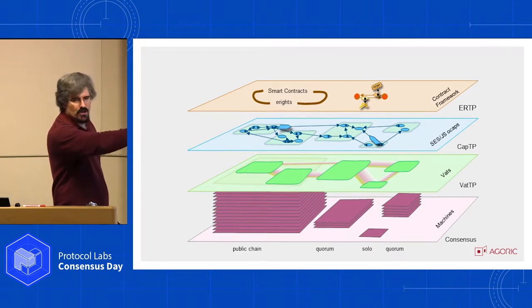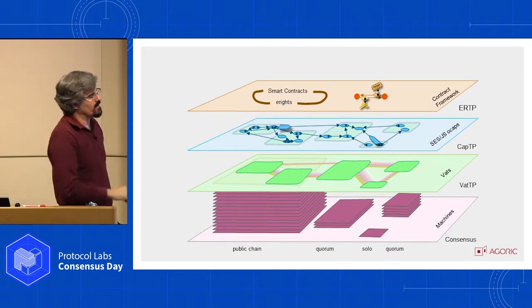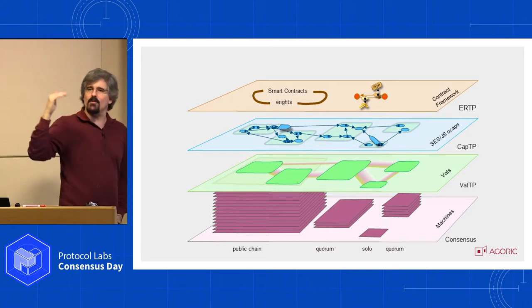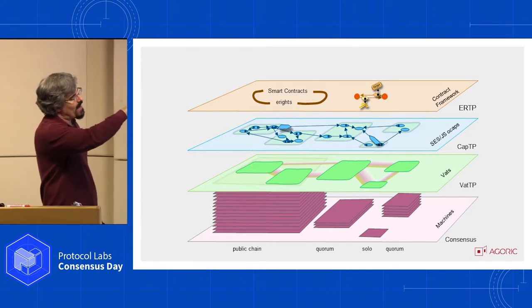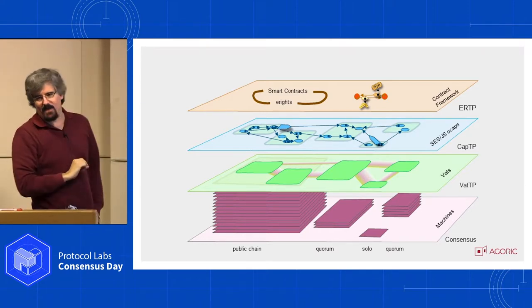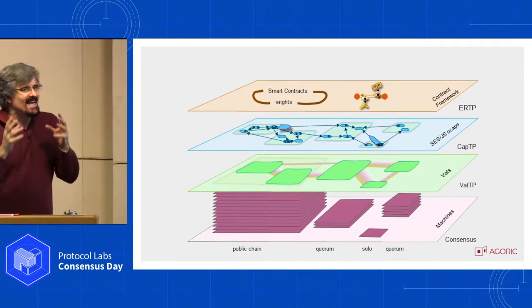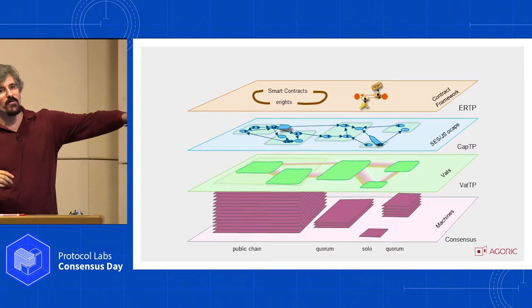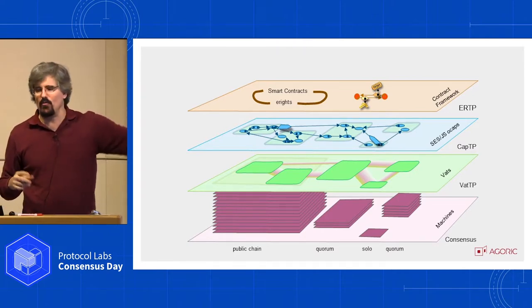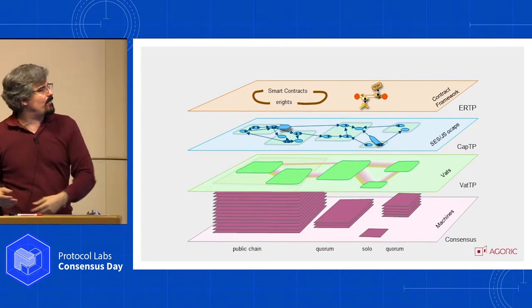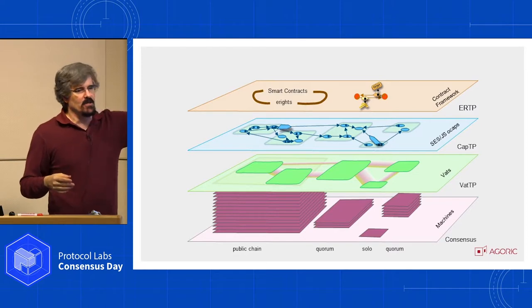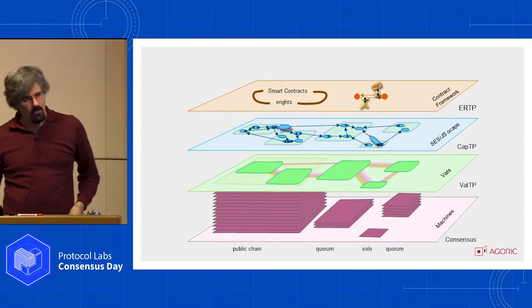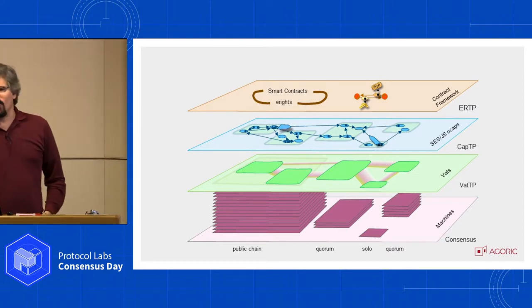So there is the machine consensus blockchain, whatever's going on at the consensus layer. But when we built our playground, we have a network protocol, VATTP, the VAT transport protocol, which is the data protocol for shuffling messages between VATs. And that's whether the VAT is running on a solo machine like my cell phone or my laptop, or running in a public chain, on Ethereum or Tezos or Polkadot or Cosmos, et cetera. Or, of course, Filecoin.